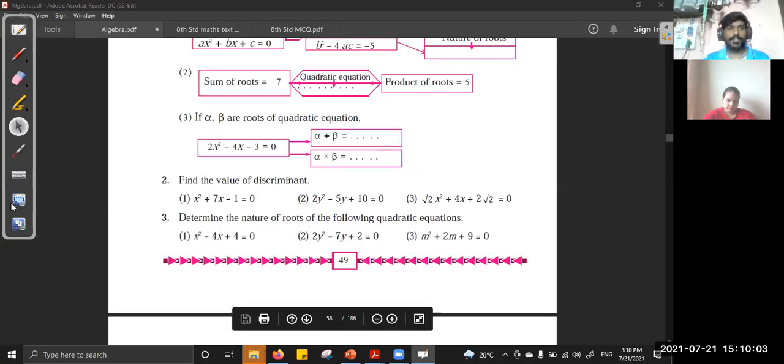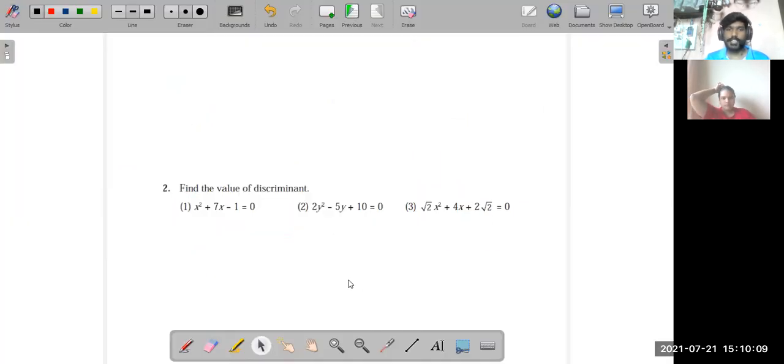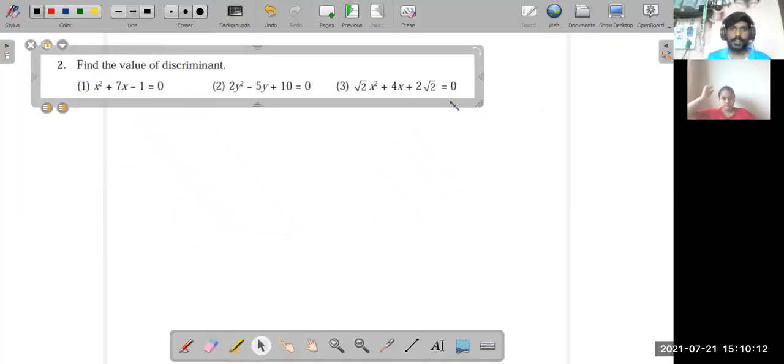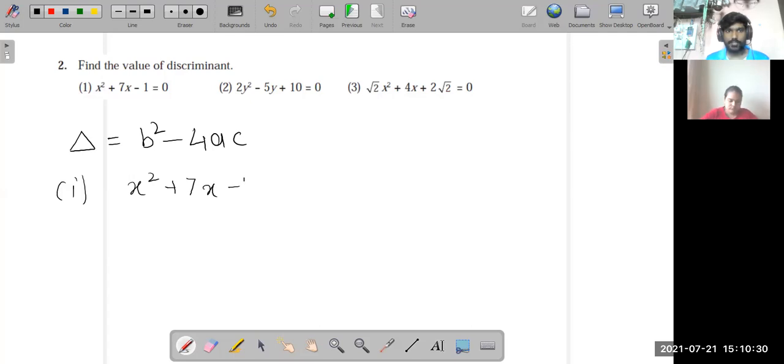Now next is finding the value of the discriminant. As I said, discriminant is also delta, and that means you have to find the value of b square minus 4ac. That's it. You just have to find the value. So in that, the first one: x square plus 7x minus 1 is equal to 0. Can you tell me what is ABC in this?